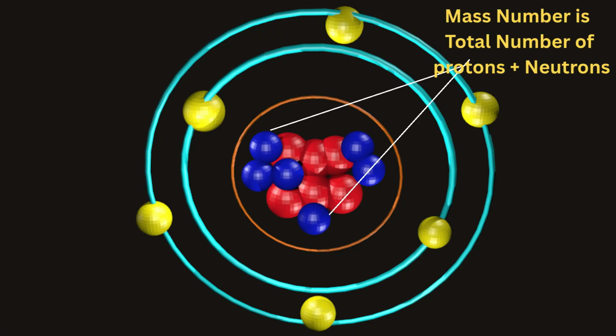Another important idea is the mass number. The mass number is the total number of protons plus neutrons. Electrons are so tiny that they contribute very little to an atom's mass. For example, if an atom has 6 protons and 6 neutrons, its mass number is 12. Mass number helps scientists identify different forms of atoms.